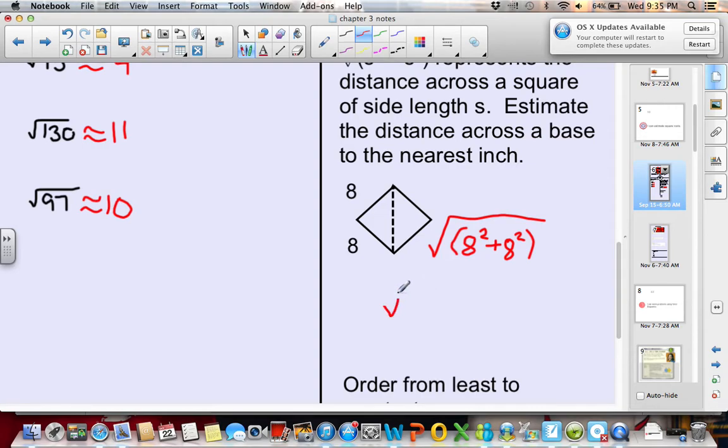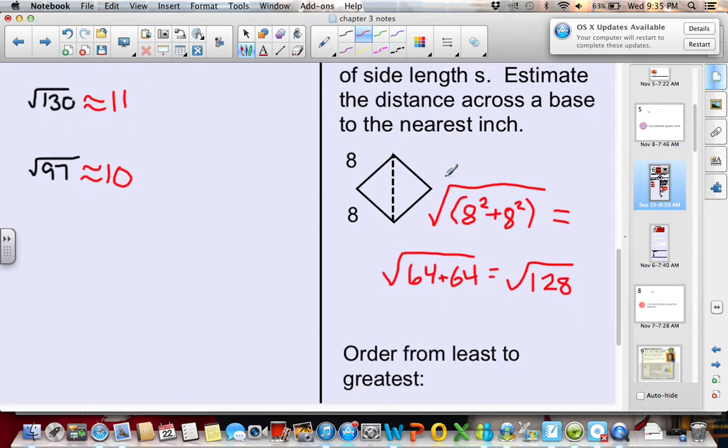So I have the square root of 64 plus 64. My next step is to do everything under my radical sign. So 64 plus 64 equals, well, I know 60 plus 60 is 120, and then I have 4 left to add from each. So that would make it the square root of 128. Okay, and it says estimate the distance across.